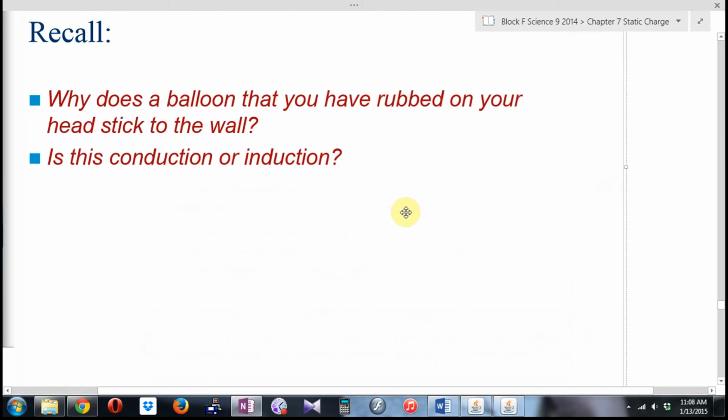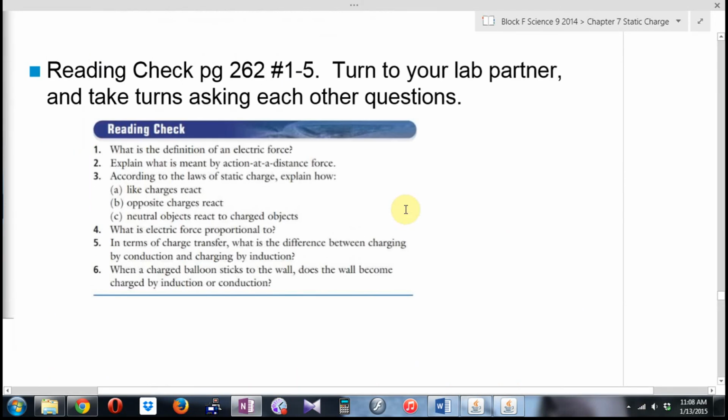So, folks, I'm not wild about every one of these questions. In hindsight, I should have crossed some of these out. But certainly, you absolutely need to know number 3. And you need to know, for number 4, further apart, weaker force, closer, stronger force.